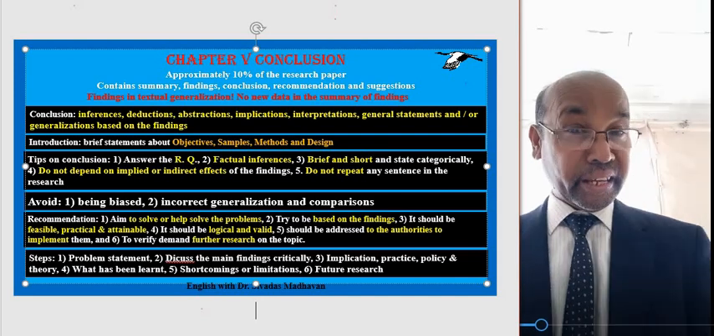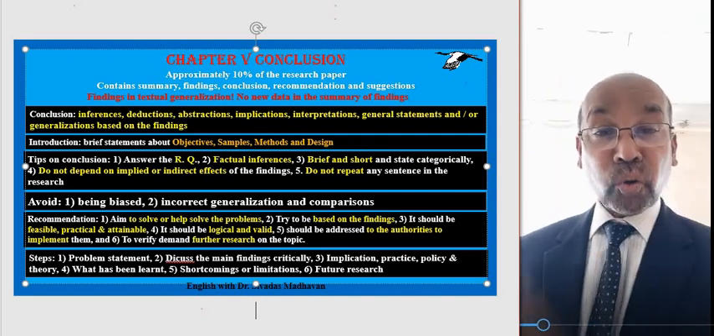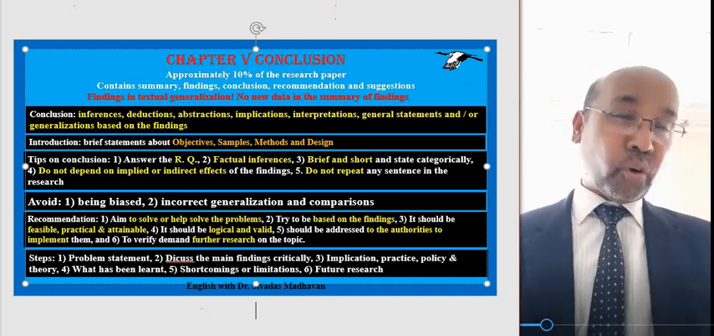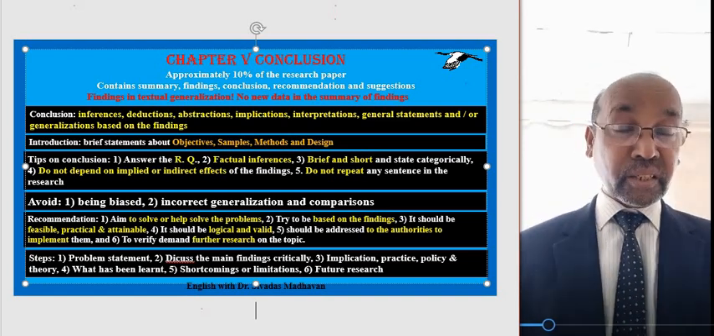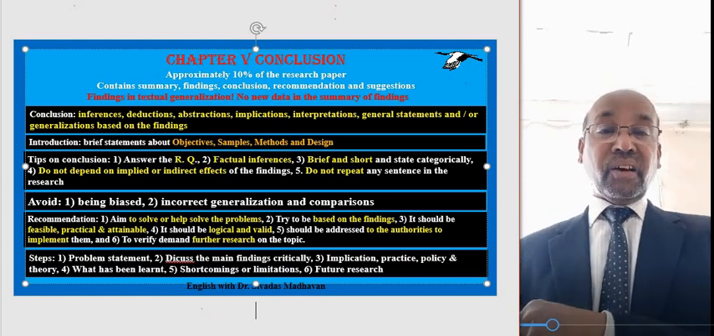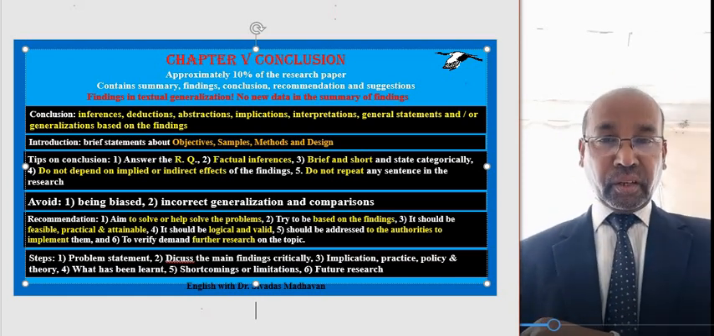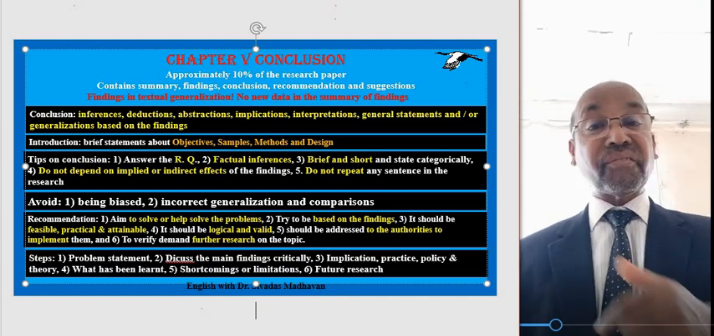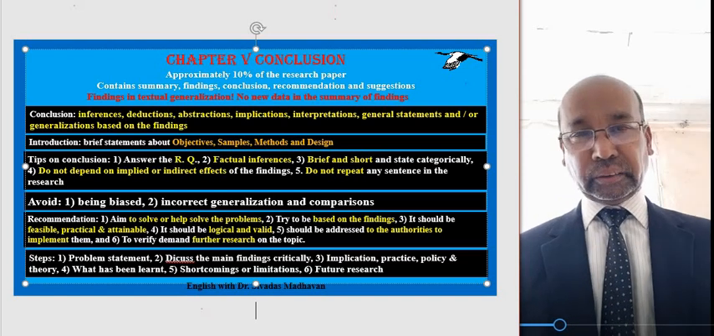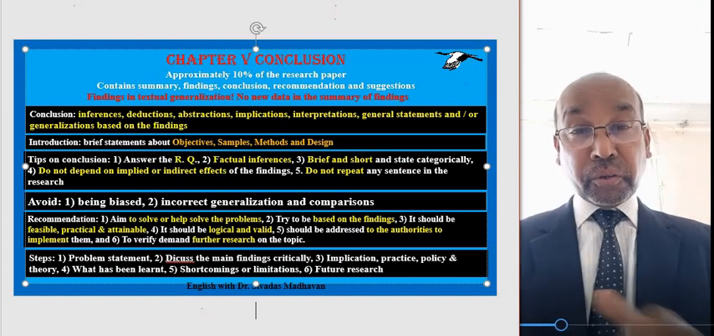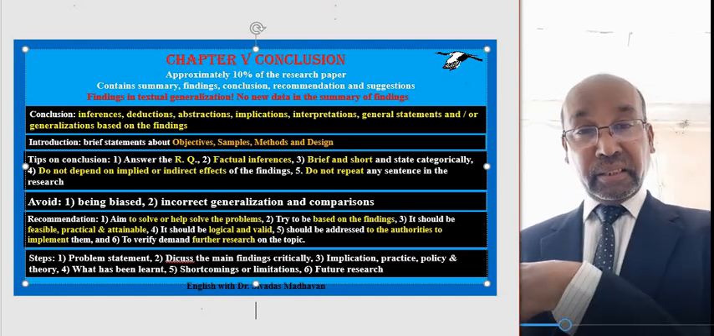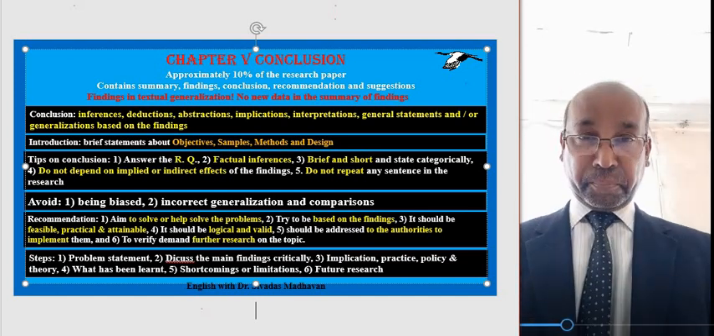And I told you the other day that when you write, you don't write the first chapter first. You will write the first chapter after the 4th chapter, because there are so many things from the analysis of data that will help you to write the first chapter. And after writing the first chapter, you will write the 5th chapter, that is the conclusion. Why? It is to make a proper connection between the first chapter and the last chapter.